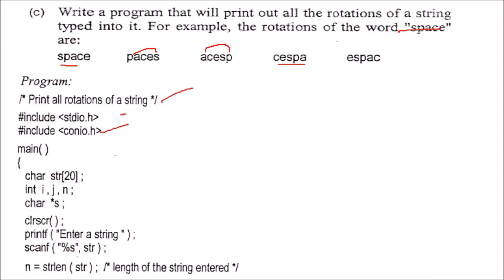This is stdio, conio we have added. We have declared a character array and a character pointer. We asked the user to enter the string. This string will be taken here. We have to find the length of the string. This is how. This is length of 5. If somebody writes, say, hell, this is 4. Length is 4. So that is how we need to find out the length.